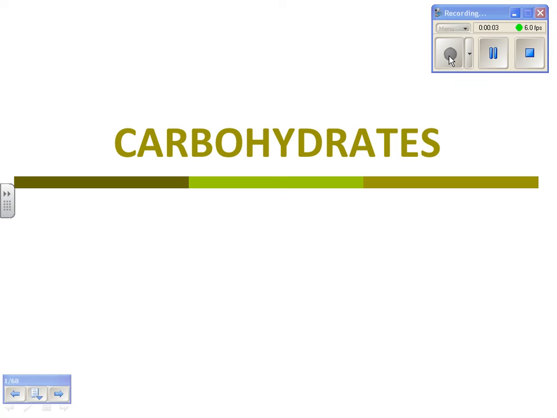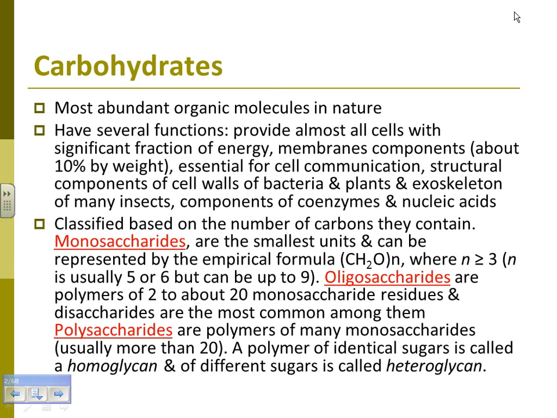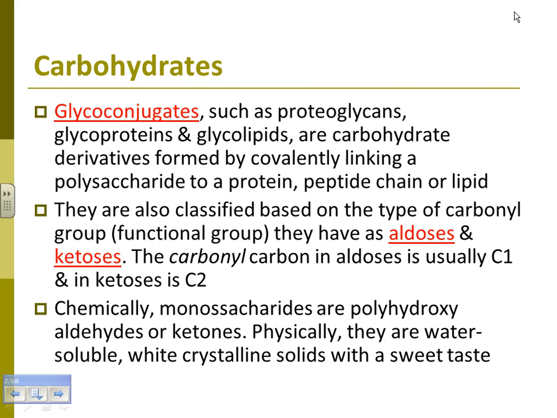Alright, Unit 7, Carbohydrates. This unit is a little bit easier to grasp, I think. So, definitely know what carbohydrates do. They're the most abundant organic molecules in nature. Always be able to classify them by mono, oligo, or polysaccharides. Two main types. The carbonyl carbon, or the functional carbon, is the other name it's referred to. For the aldoses it's the first carbon, and for ketoses it's the second carbon.